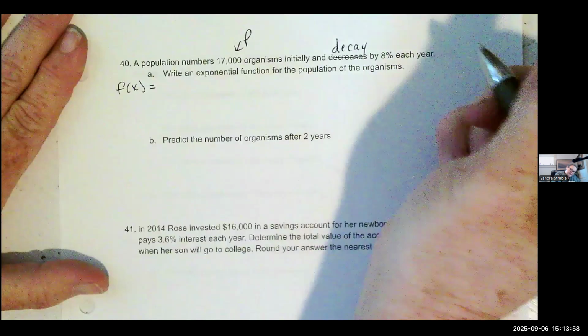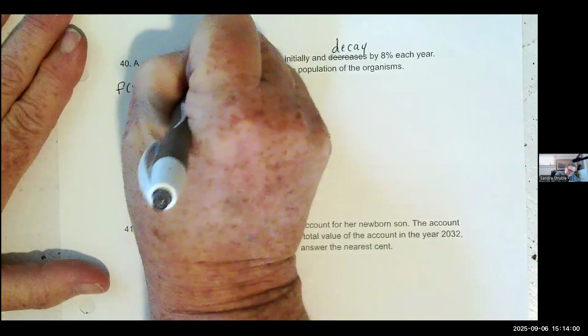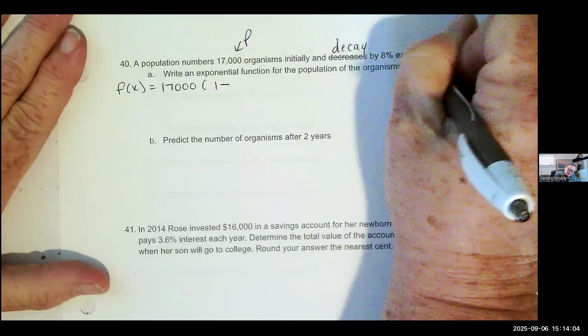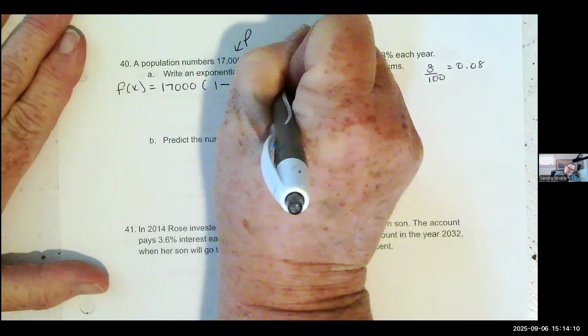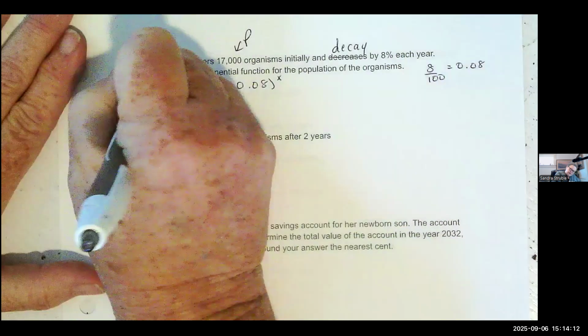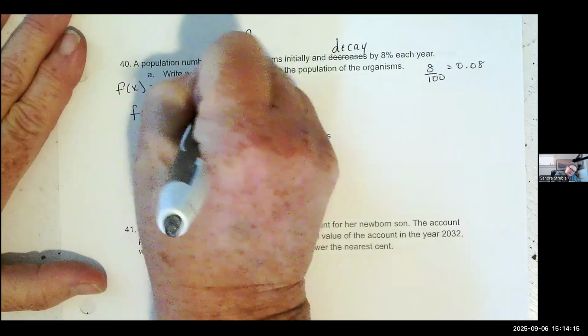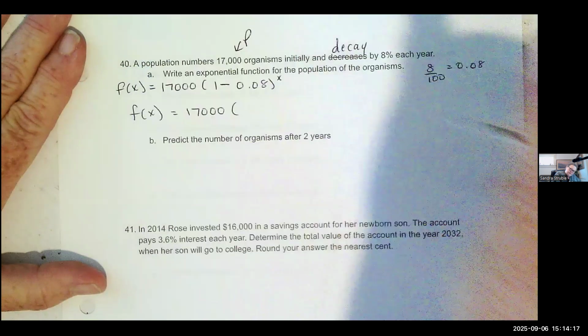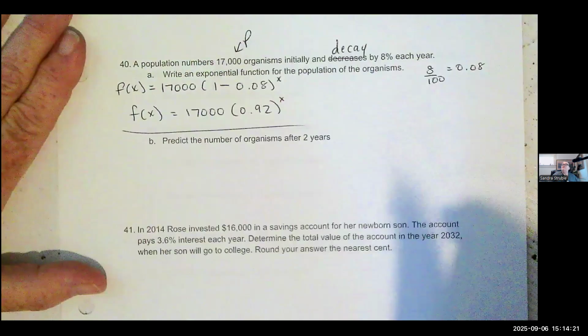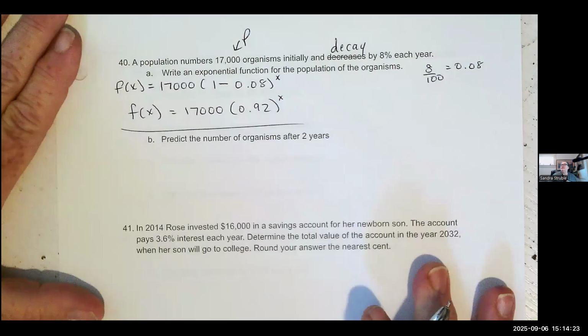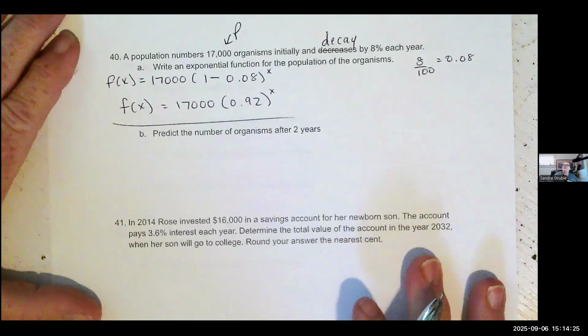My initial value is 17,000. I'm decaying, so minus 8%. 8 divided by 100 is 0.08, raised to the x. I'm just going to simplify my parentheses. And there's my function. That's my exponential function of decay of 8%, starting with an initial value of 17,000.